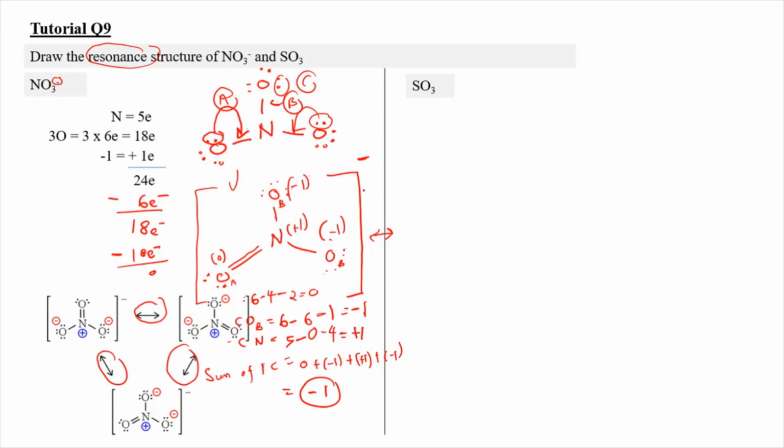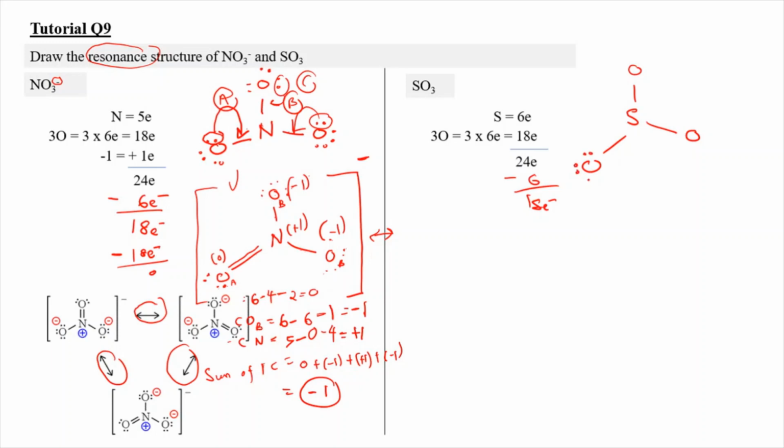Alright. Now we have the SO3. Similarly for SO3, you need to count the total number of valence electrons first. Sulfur you have 6, 3 oxygens, which means 3 times 6, 18. So the total number of electrons is 24. Sulfur is going to be the central atom, and it is bonded with 3 oxygens, so minus 6. 18 electrons are used up to complete their octet at the terminal.